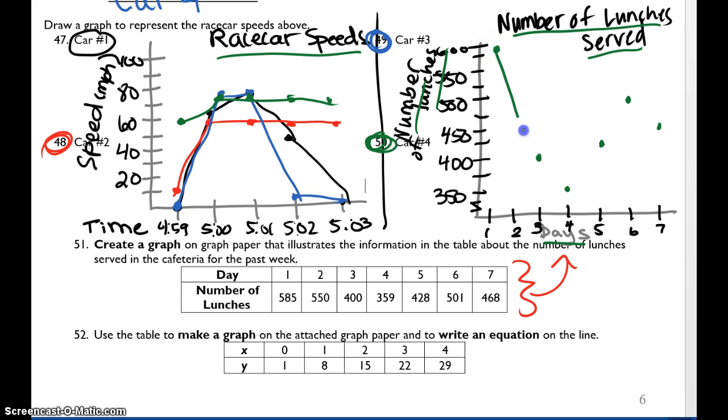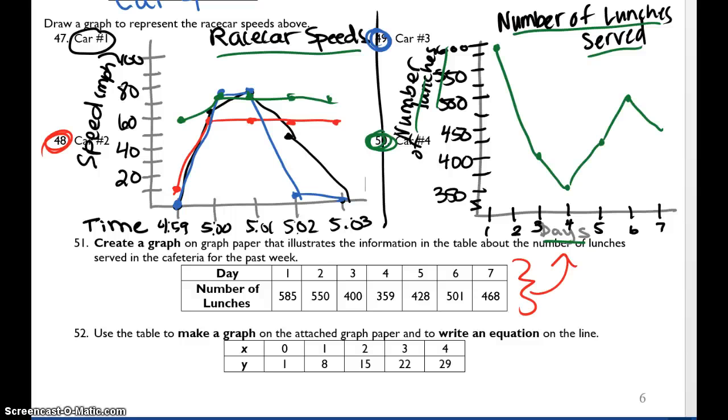And I'm going to connect again all of these dots in order. So we see the fluctuation of the amount of lunches served each day in this cafeteria. But make sure we pick appropriate units to go by. Make sure we're labeling everything very nice and clear, so if someone was just looking at this graph, they know exactly what you were graphing.